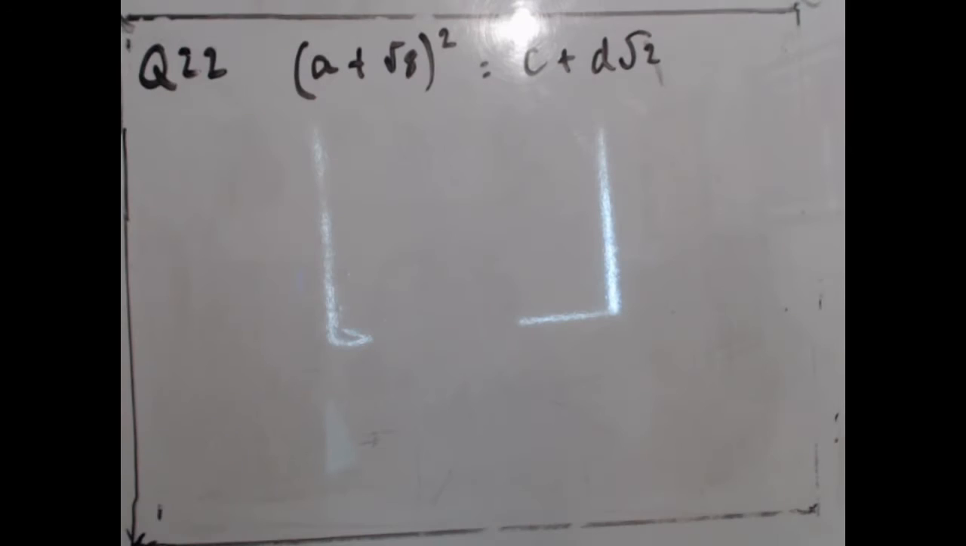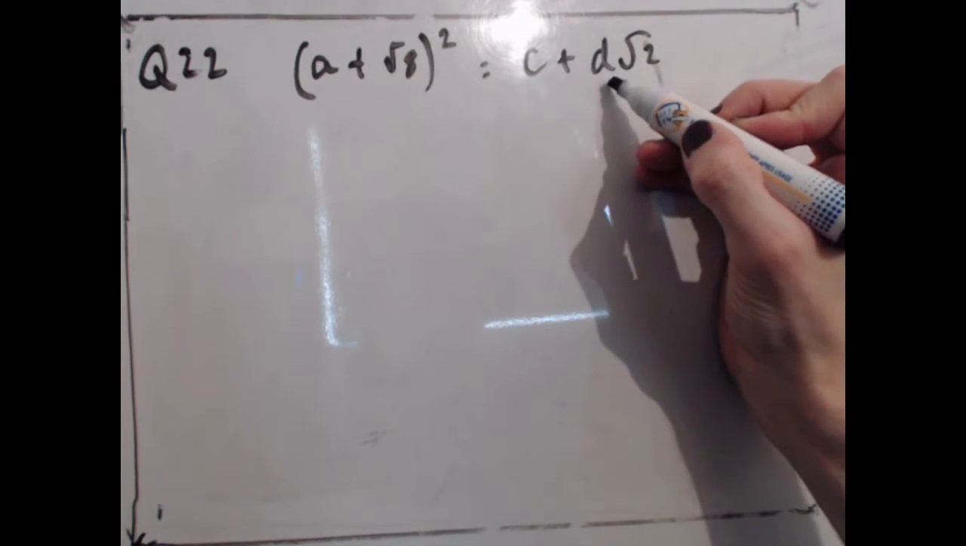Morning Year 11. I've been asked about question 22 by a couple of people, so here's a worked solution. It's an expanding quadratics question with surds involved. We're trying to find an expression for C and an expression for D.